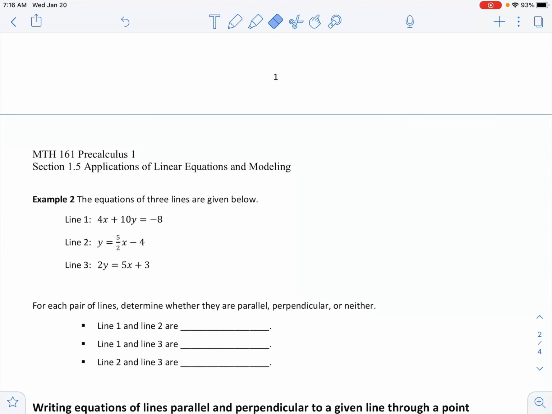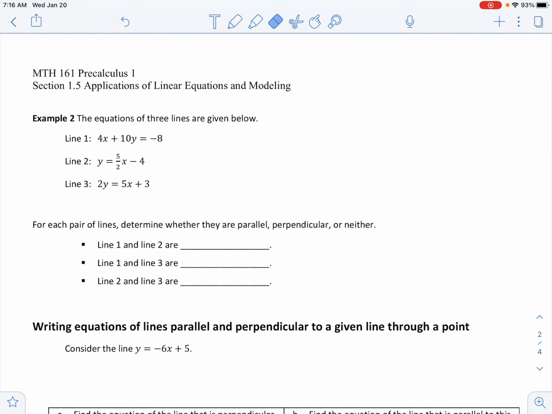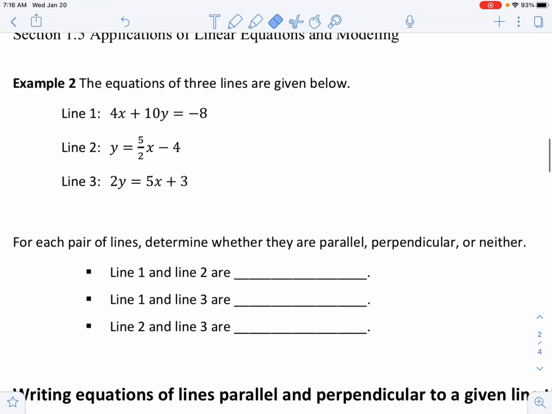In example 2, we are given 3 different lines, and they're not in slope-intercept form. Well, line 2 is, but we're going to have to do some rewriting before we can tell the slopes. So the goal is find their slopes and compare them and make the decision that, well, if they're the same slope, we're going to say they are parallel. If they have opposite reciprocal, we're going to say they're perpendicular. So the first thing that we're going to have to do is find their slopes.